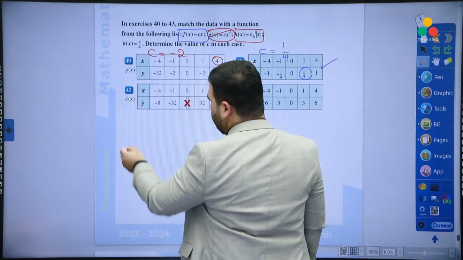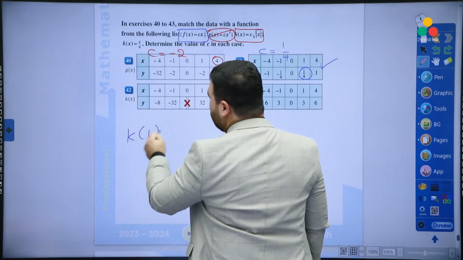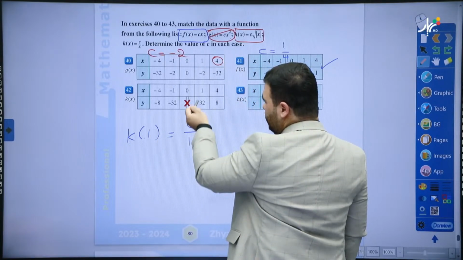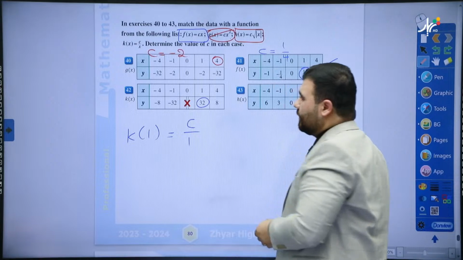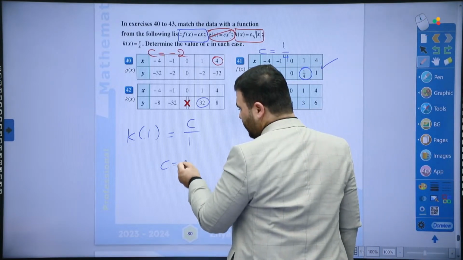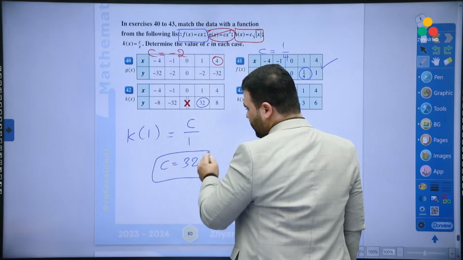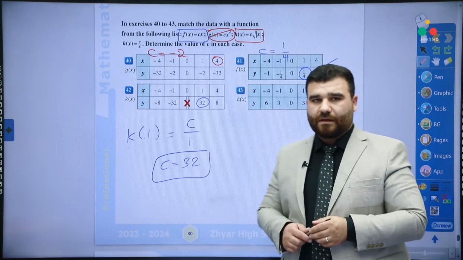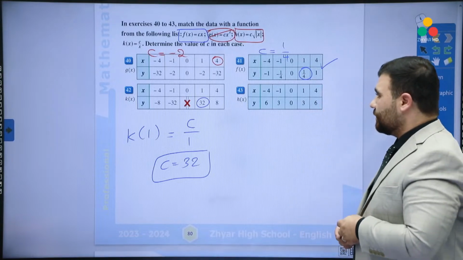One is an easy number, so k of 1 is equal to c over 1. And according to the table, k of 1 is equal to 32. Then c is equal to 32, because 32 divided by 1 is 32. Then this table belongs to k, and the value of c is 32.